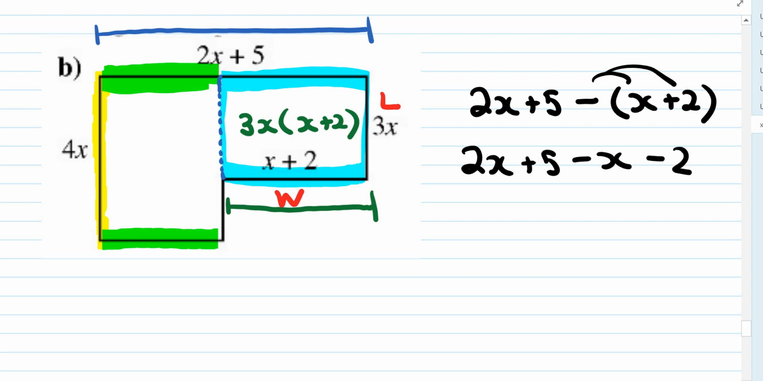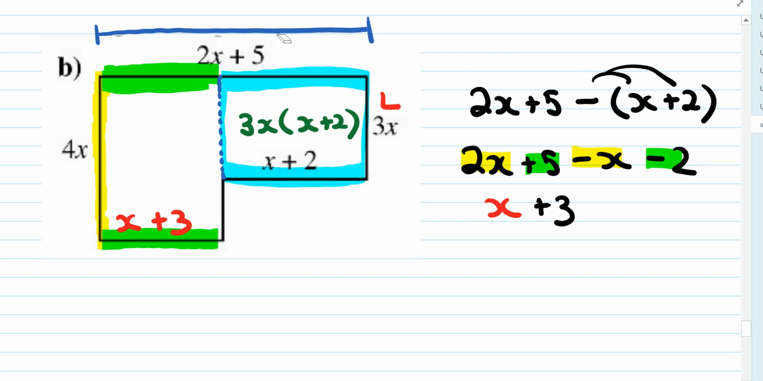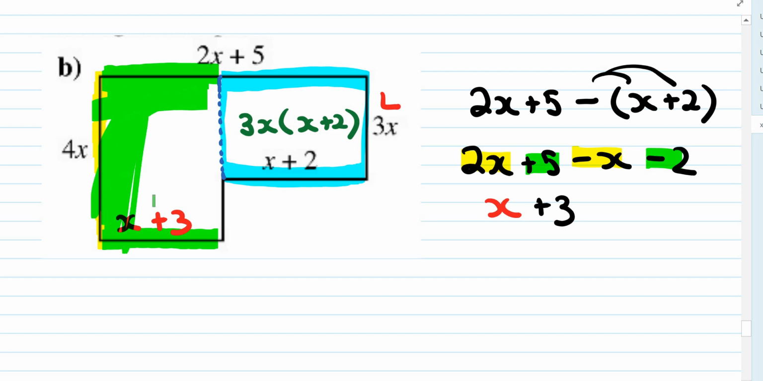Okay, so if I subtract these two expressions, the negative sign will distribute, giving you a negative x and a minus 2. So 2x minus x is going to be positive x, and 5 minus 2 is going to be positive 3. So x + 3. So this line right here is just x + 3.